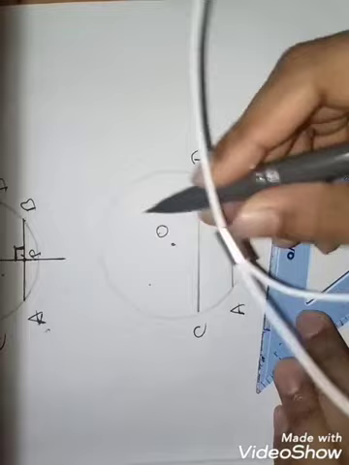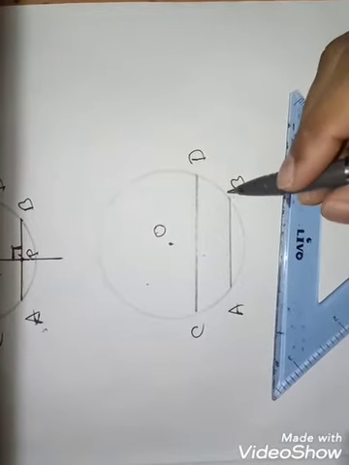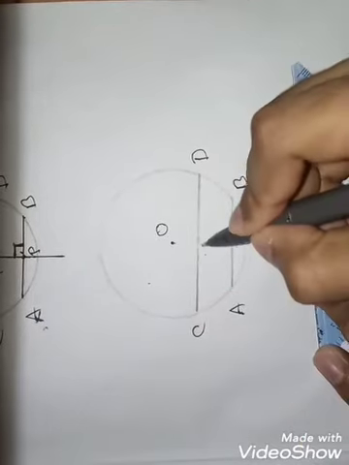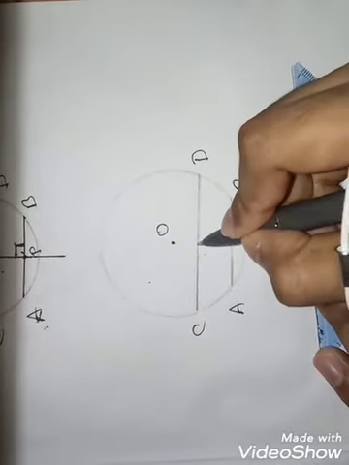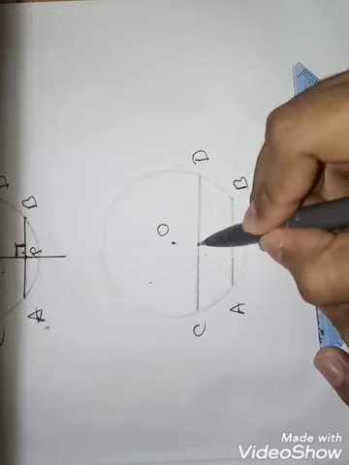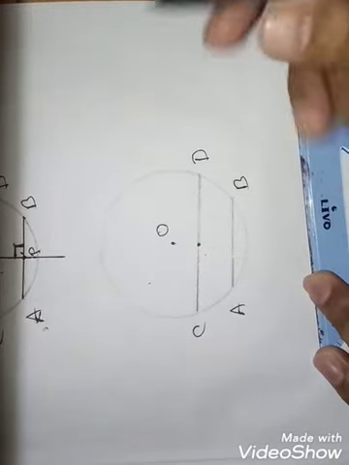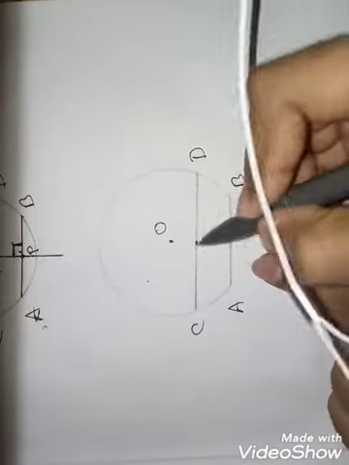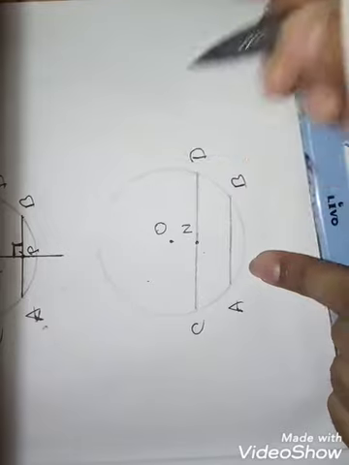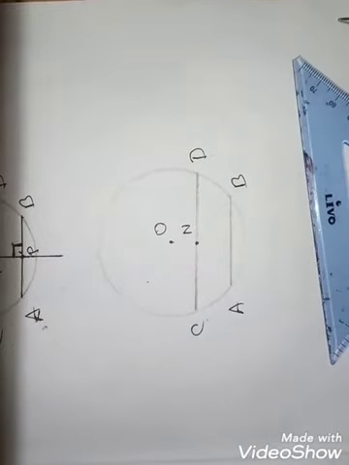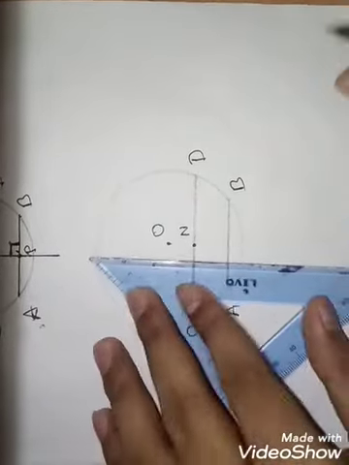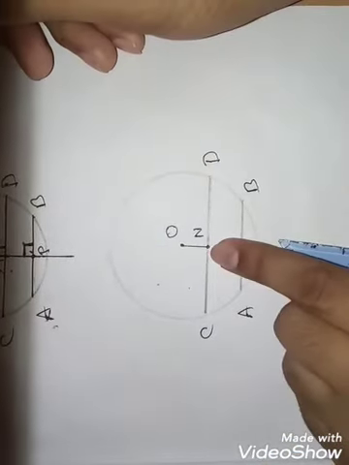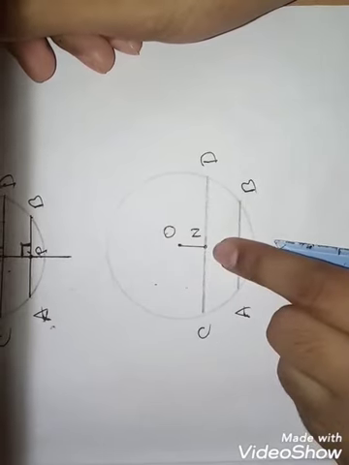Suppose we divide this chord CD into 2 equal parts, and we find the midpoint of the chord CD. Suppose this one, name it N, is the midpoint of CD. Now I'm going to join the 2 points O and N.